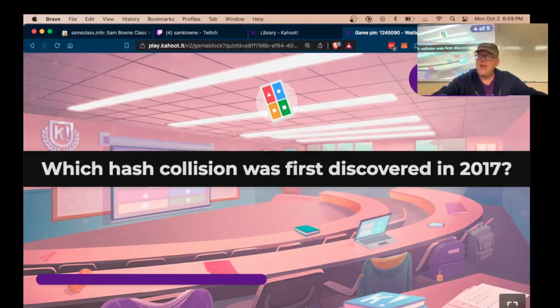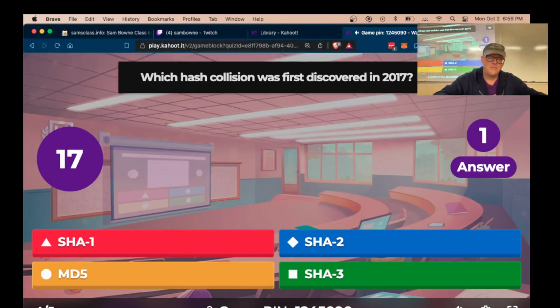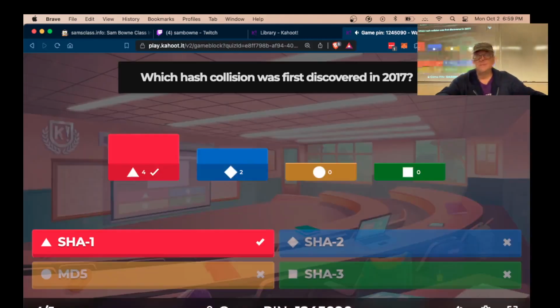What hash collision was found in 2017? SHA-1. That was when SHA-1 was considered broken and we were all told we better move to SHA-2.